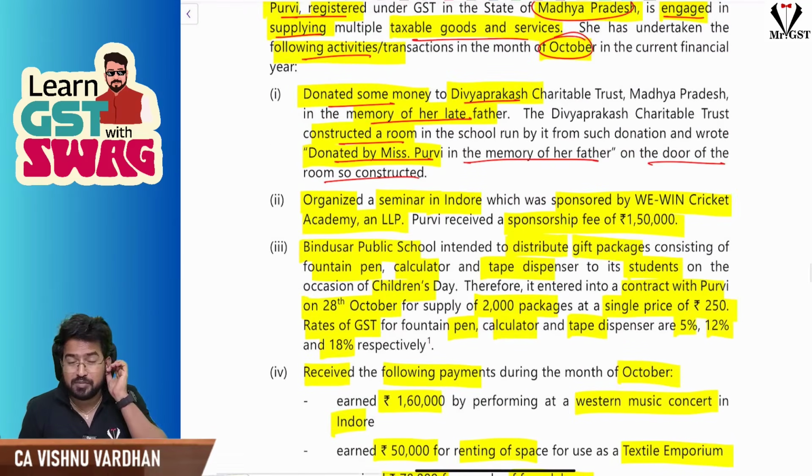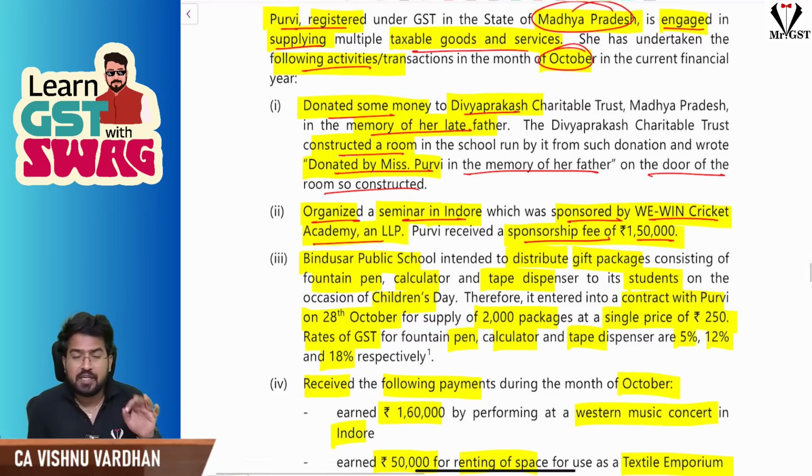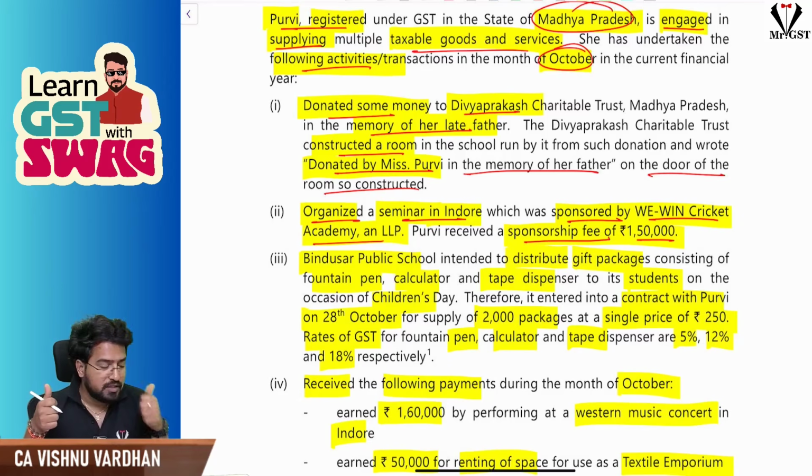The good thing with MCQs is you need not write any reasoning. Even if you just select the option, you will get full marks. Organized a seminar in Indore sponsored by We Win Cricket Academy LLP. Sponsorship is 1,50,000. We understand here that for sponsorship services, Purvi is the supplier and the sponsor We Win Cricket Academy is the recipient. The supplier should be any person other than a body corporate. Purvi is not a body corporate, so the condition is satisfied. The recipient should be a body corporate or a partnership firm. LLP is considered a partnership firm, so this condition is also satisfied. So this will be subject to RCM.